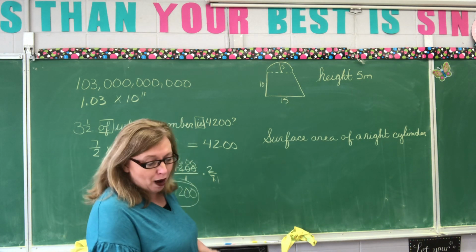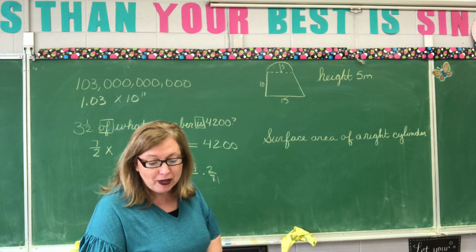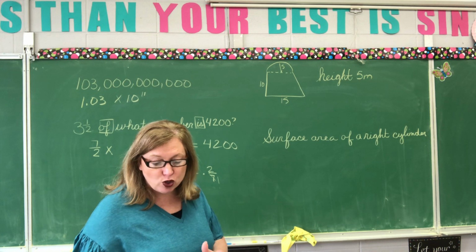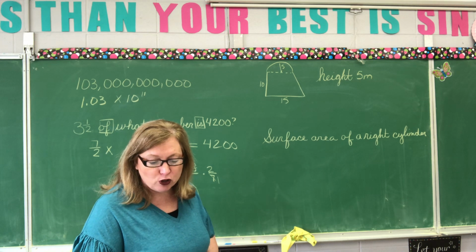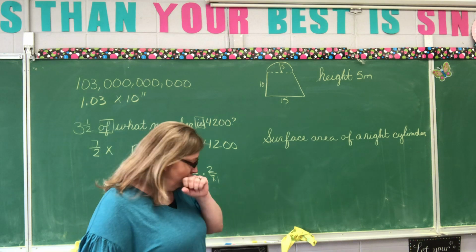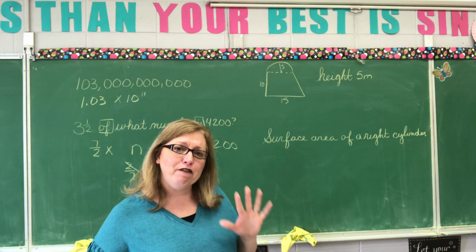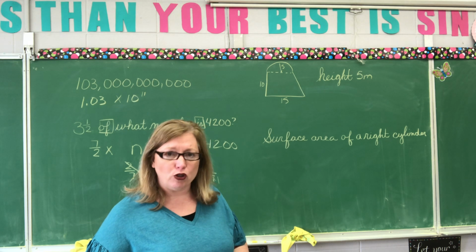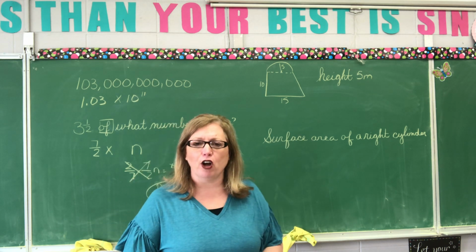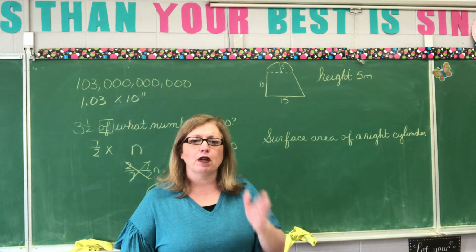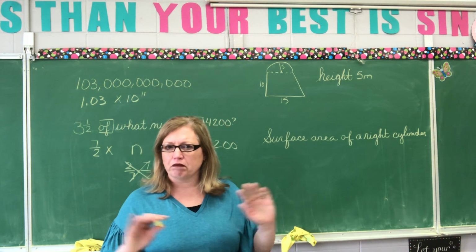All right, our problem says find the volume in cubic meters of this right solid whose base is the figure shown on the left, excuse me, and the sides are 5 meters high. We're looking for volume. How do you find volume? Volume equals base times height. All there is to it.